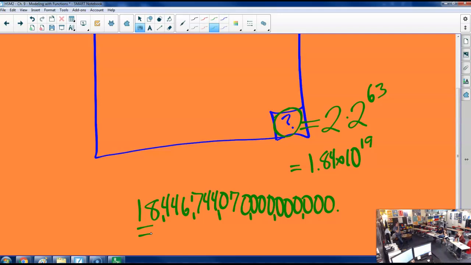Now, if the king backs out and he's like, whoa, let's go back to deal one, you get one piece on the first tile. Well, that just changes our function to 1 times 2 to the 63rd. Don't worry, that just chops off a zero. What is the difference? Literally, 9.2 times 10 to the 18. Instead of 18, this would essentially be 9, and it cuts it in half, but not perfectly. Still, a ridiculous amount of rice. This is the power of exponential functions.